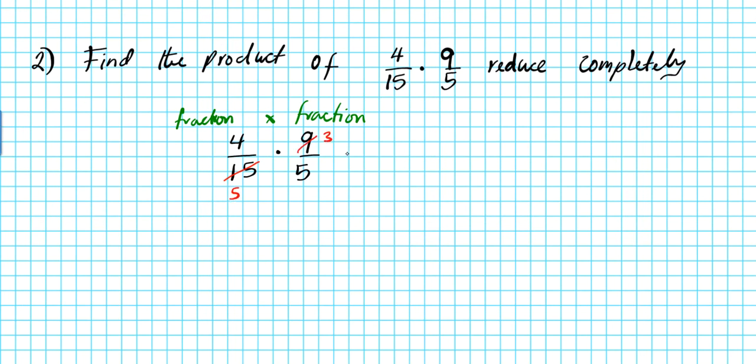So this becomes, since it has been reduced completely, we can now multiply across, 4 times 3 divided by 5 times 5. Okay, so you reduce diagonally. You can also reduce vertically, but never reduce horizontally. That's not acceptable. Okay, 4 times 3 is 12. 5 times 5 is 25. And there goes your answer. So this is an example where you multiply two fractions with reduction.